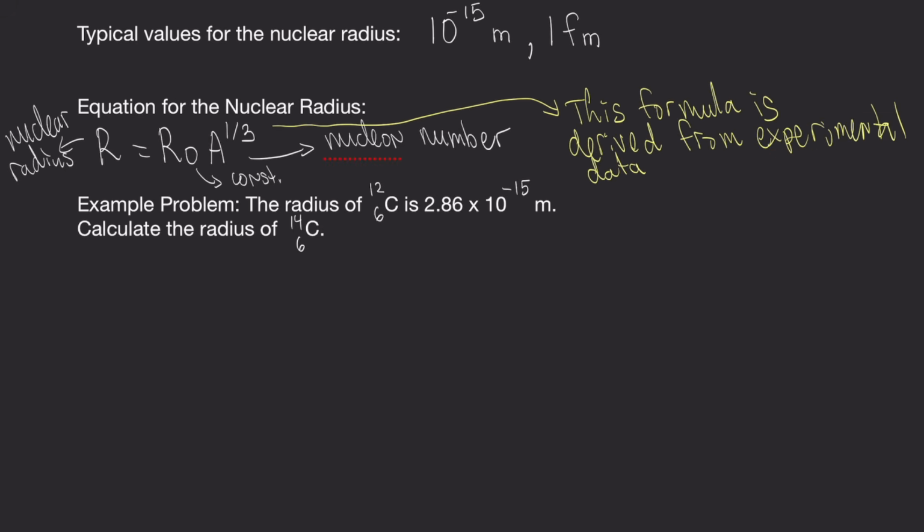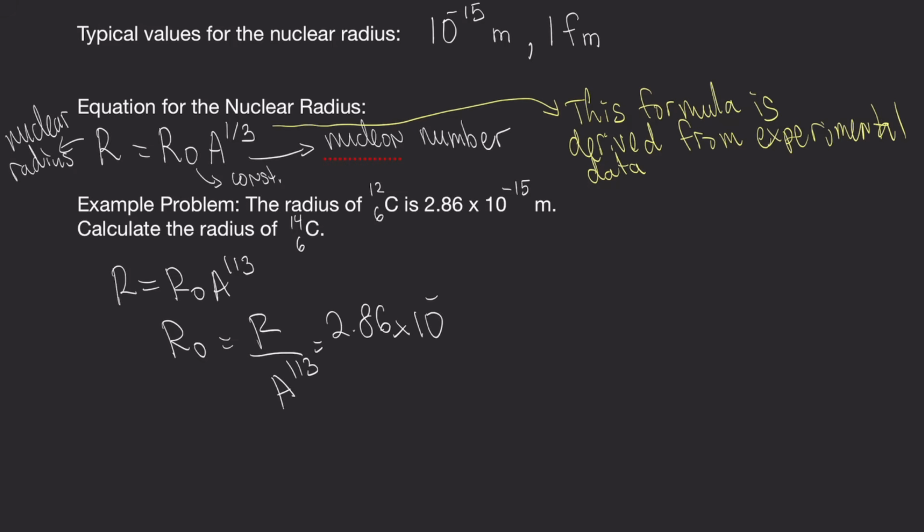The radius of carbon-12 is 2.86 times 10 to the power of minus 15 meters. And what we need to do is to calculate the radius of carbon-14. There's a few different ways of doing that. First, I'd quite like to determine the value of R0. I will just do R is equal to R0 A to the power of a third, meaning that R0 will just be the radius over A to the power of a third.